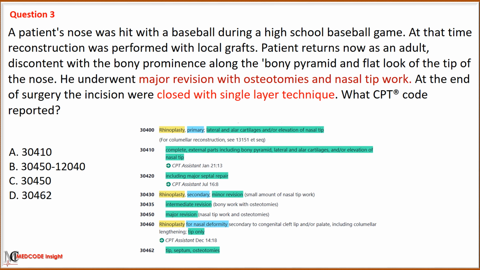rhinoplasty. First, we will eliminate option A, which uses code 30,410 for primary rhinoplasty. We will also eliminate option D with code 30,462 for rhinoplasty to address nasal deformity secondary to the congenital cleft lip and/or palate. Always remember rhinoplasty codes involve repair, so we don't need to code it separately. On the basis of this guideline, our correct option is option C with code 30,450, which is used for secondary rhinoplasty with major revision, including nasal tip work and osteotomies.